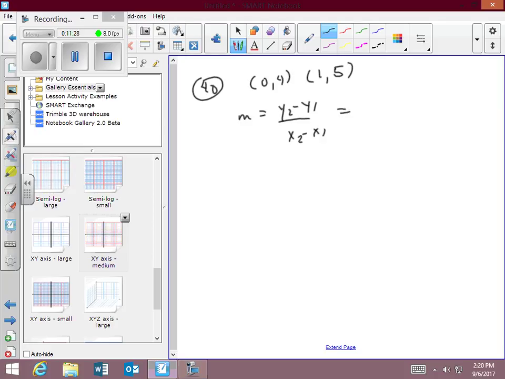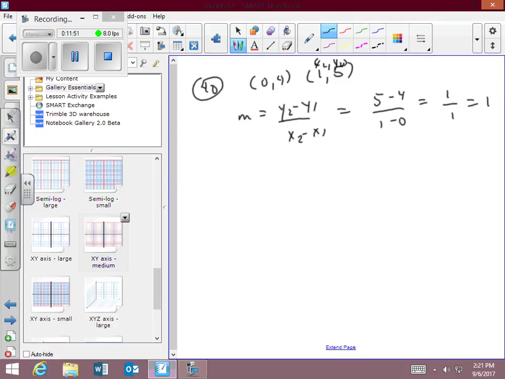I'm going to use 1,5 as x2, y2. The other one's going to be x1, y1. So I'm going to go 5 minus 4 over 1 minus 0. 5 minus 4 is 1, 1 minus 0 is 1. The slope is 1, right?